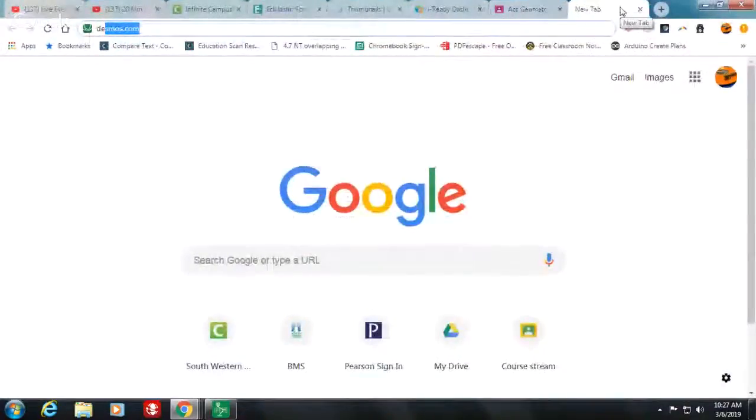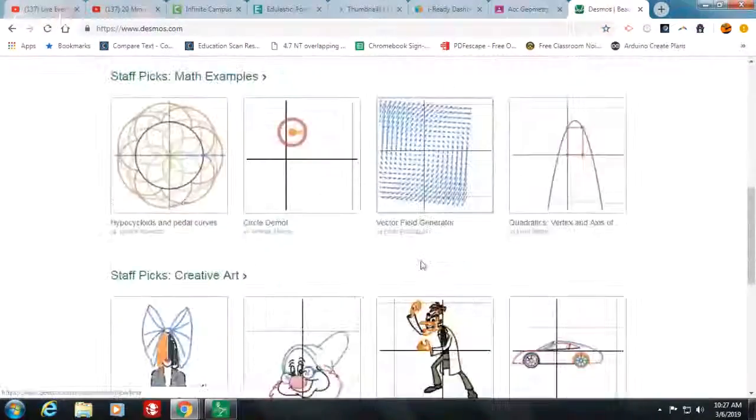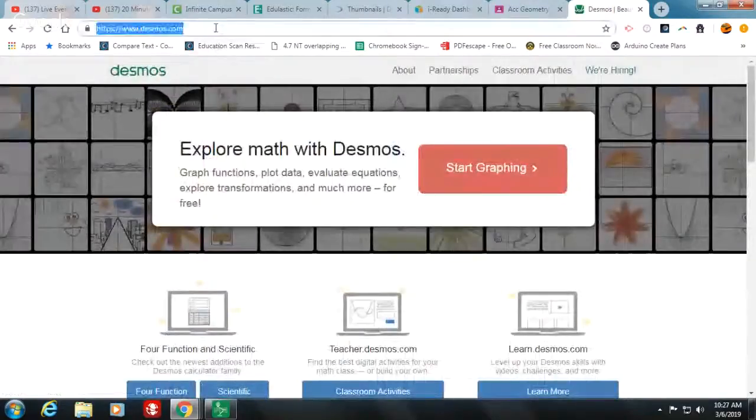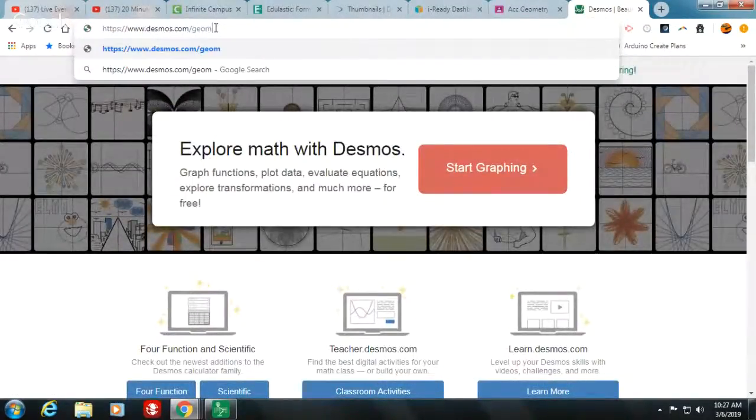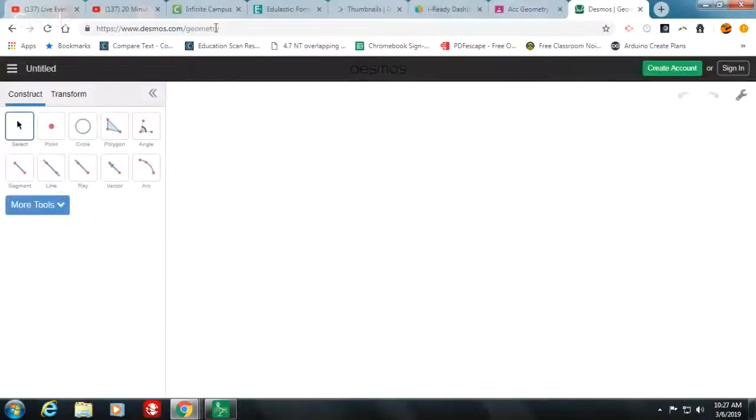All right, let's go ahead and go to Desmos. I don't know if just going to Desmos will give me the geometry one. So we have to go to desmos.com/geometry. It's on your notes. The slash is next to the shift button, the question mark.